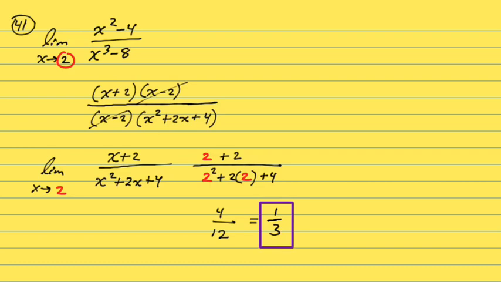Well, there's no radicals. That's why I didn't use a conjugate. There's no fractions within fractions, so I didn't use least common denominator. They were polynomials, so I decided to do the factor cancel method.